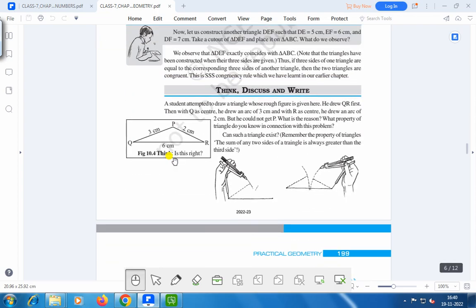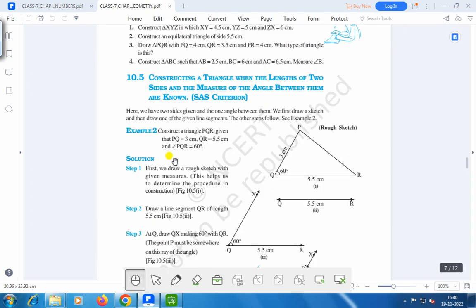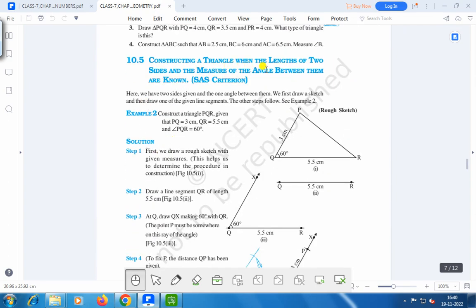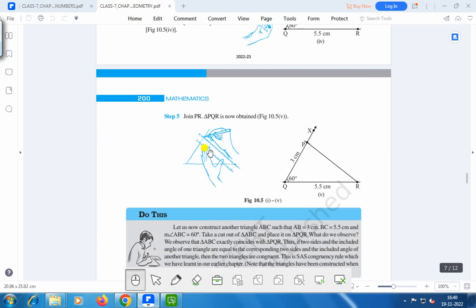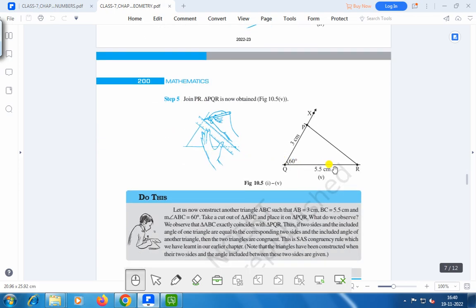Next one is constructing a triangle when the lengths of two sides and the measure of the angle between them are known. Side angle side. First draw a side that is 5.5 centimeter, right? Then draw a 60-degree angle with the help of a protractor or compass. Then with this point as Q, cut the point P at 3 centimeter. Then you get side angle side, and you will get the triangle.